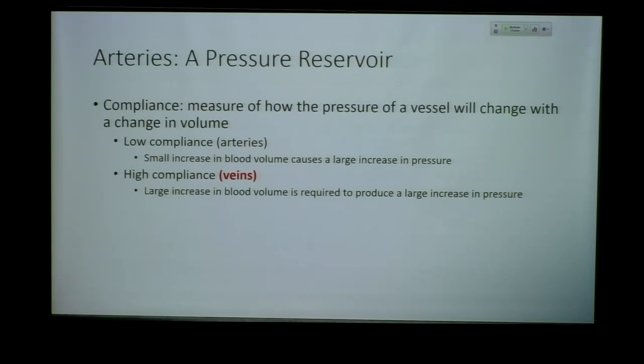What that means is that with arteries, the slightest change in volume that enters an artery, we'll see a large pressure difference. Whereas veins, in order to see a pressure difference, we're going to require a larger volume entering that vessel. Okay. So for arteries, because they have a low compliance, we need a smaller change in volume to see a large change in pressure. And then veins are going to be a little bit different. We need a larger volume change to see a larger change in pressure.